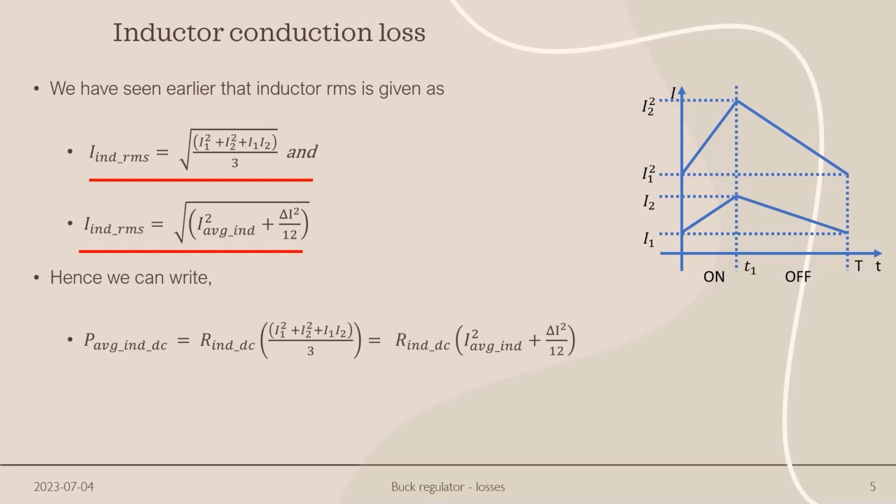With these two equations, we can write average inductor power loss. This is equal to R inductor DC into I1 square plus I2 square plus I1 I2 divided by 3. This is also equal to R inductor DC into average inductor current square plus ripple current square divided by 12.